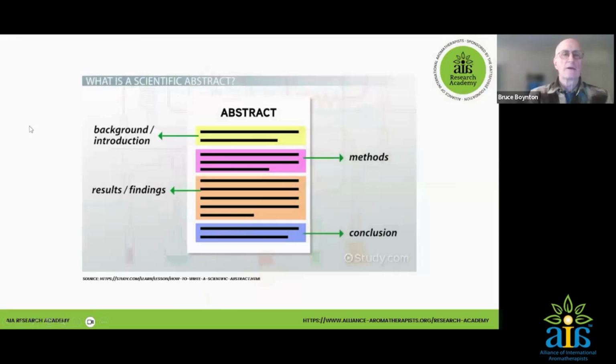Now the abstract. As we said, the abstract is the article, the research study in microcosm. So it should have something about background, introduction, methods, results, how you chose the participants, and a conclusion. It's sort of like, if you remember those funny spy films, the abstract is like Mini-Me.